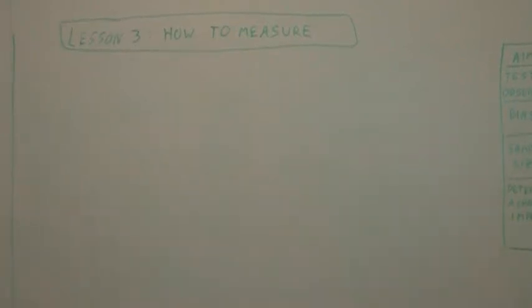Lesson 3, how to measure. So up to this point, we have talked about what measurement is and the different kinds of measures: outcome, process, and balancing. Now we are going to talk about how to measure. First of all, though, a note on the differences between measurement for research and measurement for quality improvement.